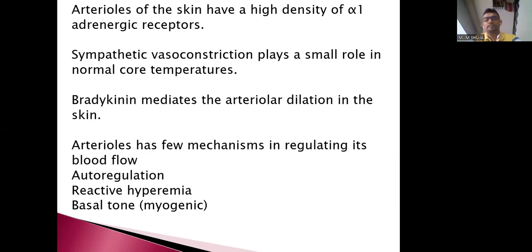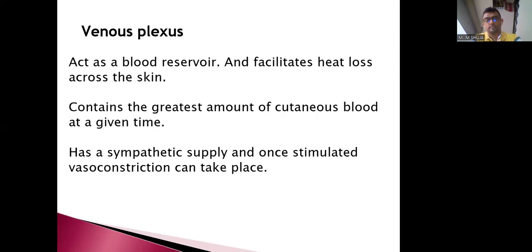So the arterioles of the skin have a high density of alpha-1 adrenergic receptors. The bradykinin mediates arterial dilatation in the skin. There are venous plexuses. They act as a blood reservoir. They contain the greatest amount of cutaneous blood at a given time.